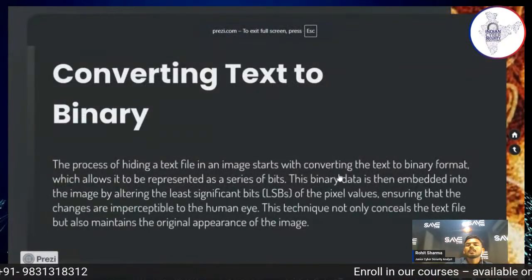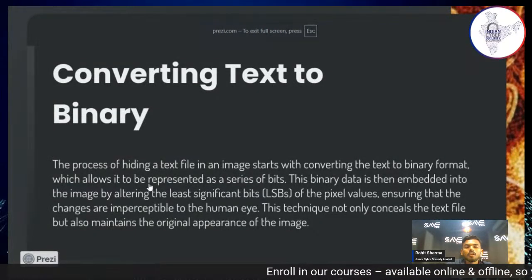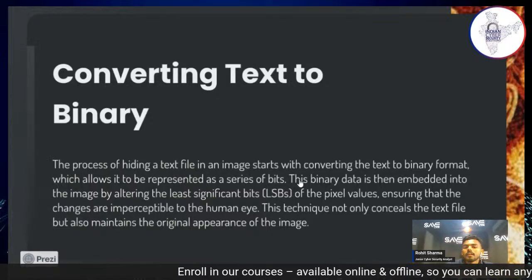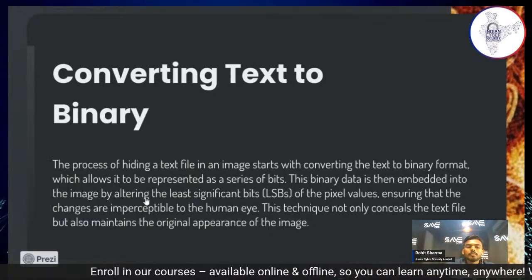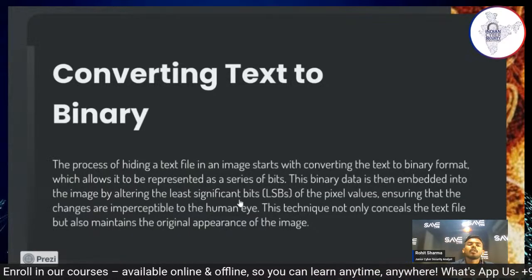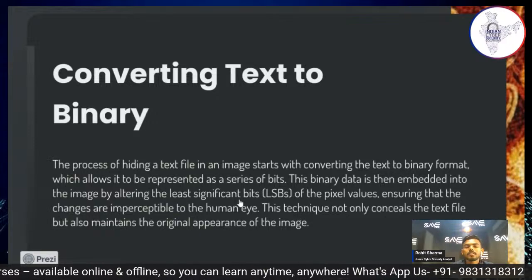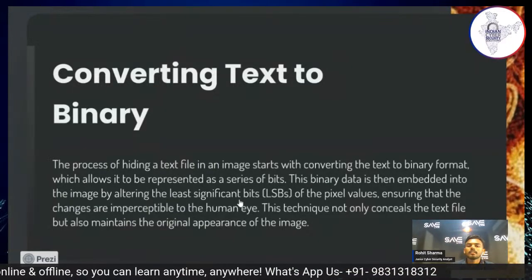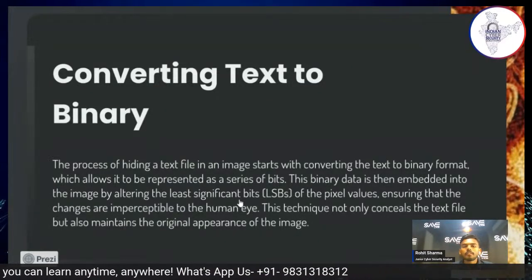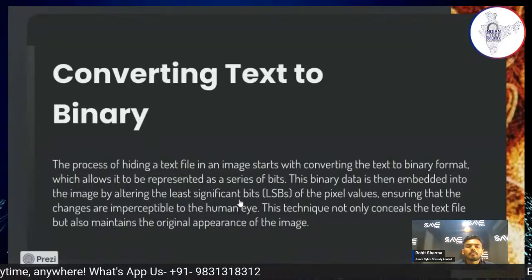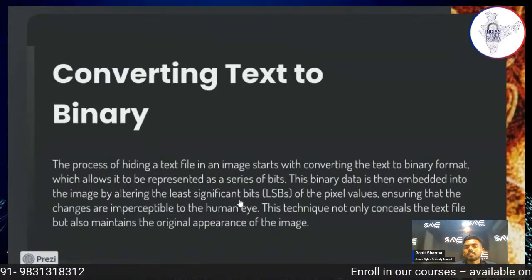So we start with converting the text to binary format, which allows it to be represented as a series of bits. The binary data is then embedded within the image by altering the least significant bit. That's the last one on the right-hand side. The last bit we have just altered, and we have written our text message, and a person cannot identify it with the naked eye.